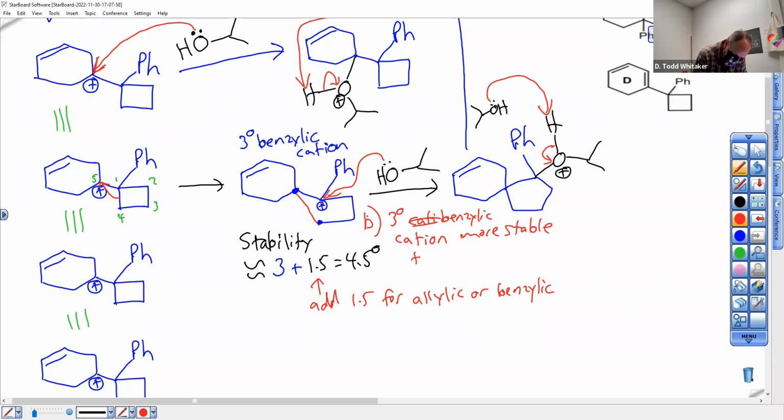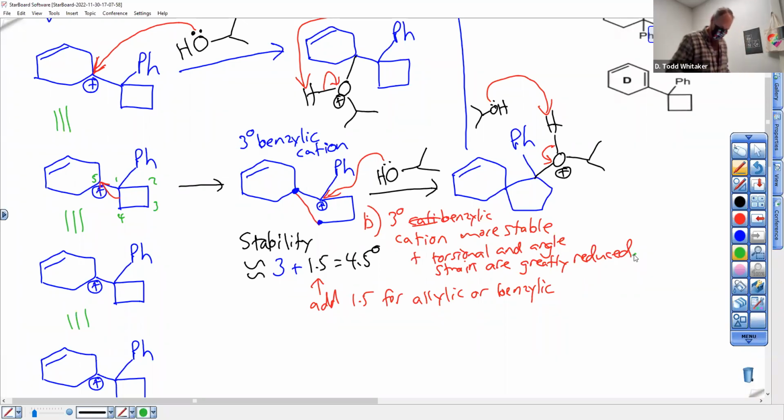Plus torsional and angle strain. Don't say they're eliminated. They're greatly reduced. Greatly reduced. I'd say that second part's more important. That second part, more important. Okay, good. This is just kind of notes for you for future use.